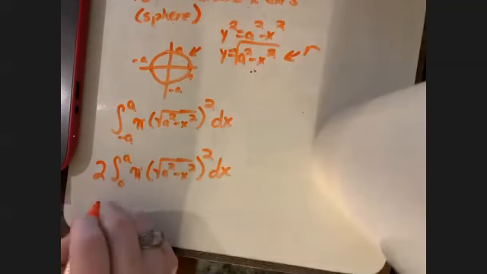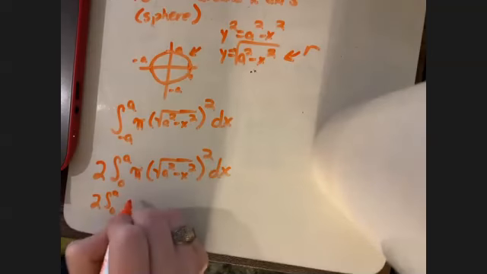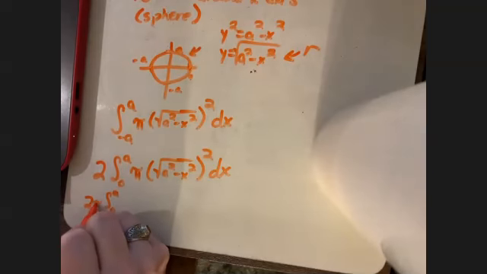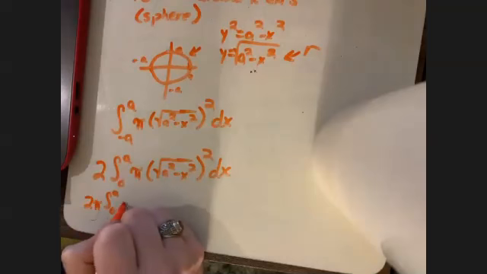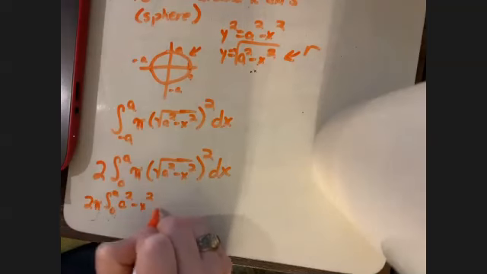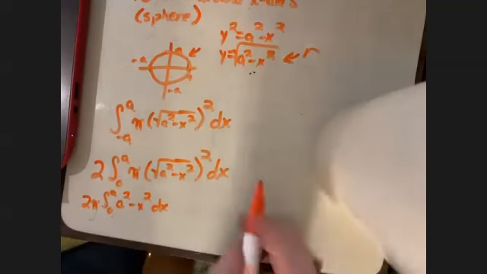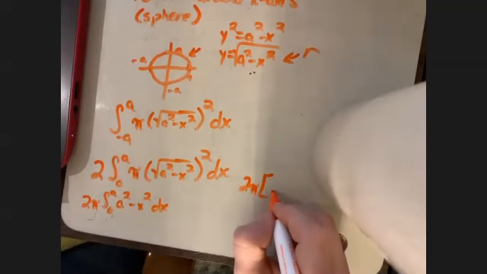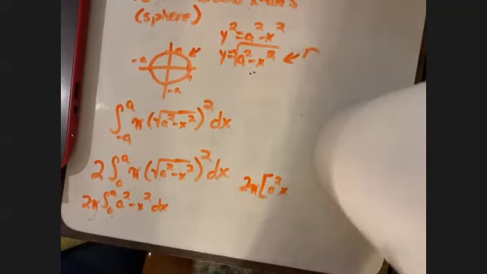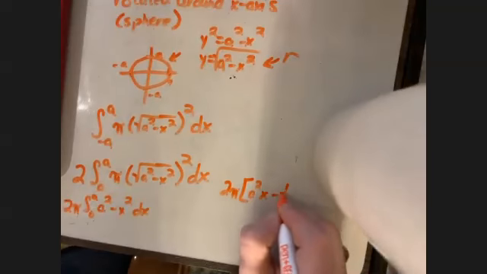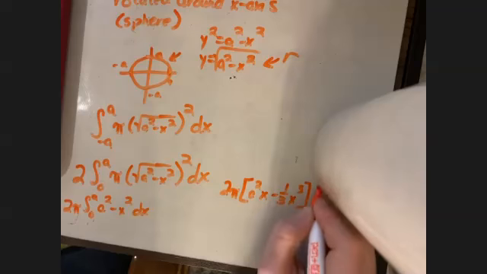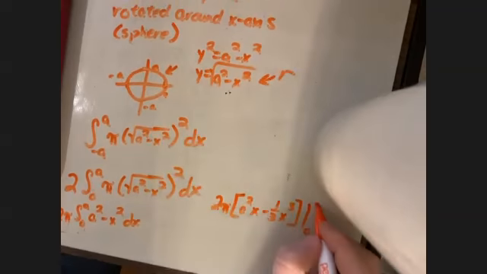Again, square root and square here are going to go away. So I've got 2 times the integration from 0 to a. And I'm going to go ahead and pull the pi out here to the front too, because it's just a constant. So I got a squared minus x squared dx. So this is going to go 2 pi times a squared x minus 1/3 x cubed, and we're evaluating from 0 to a.